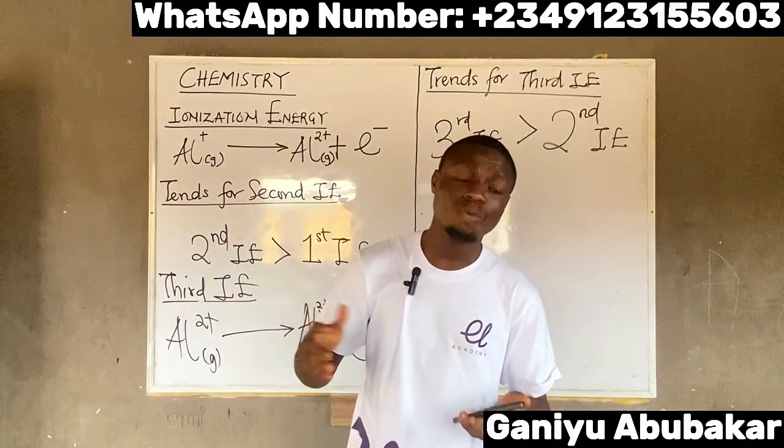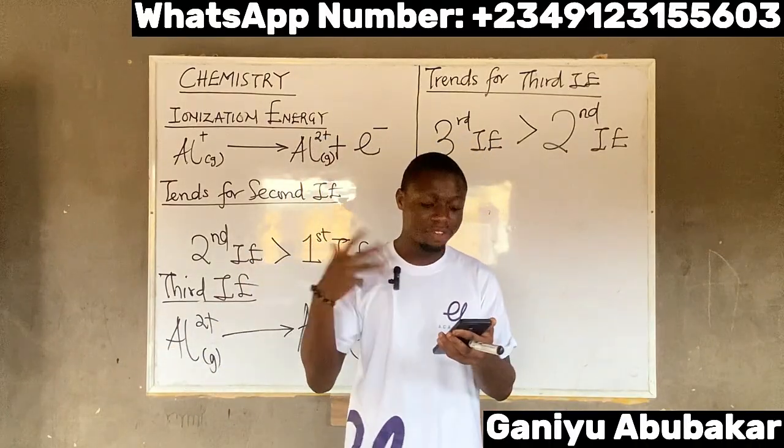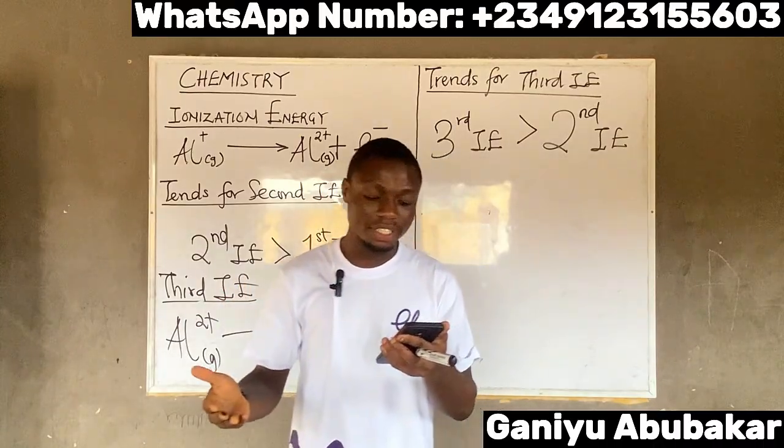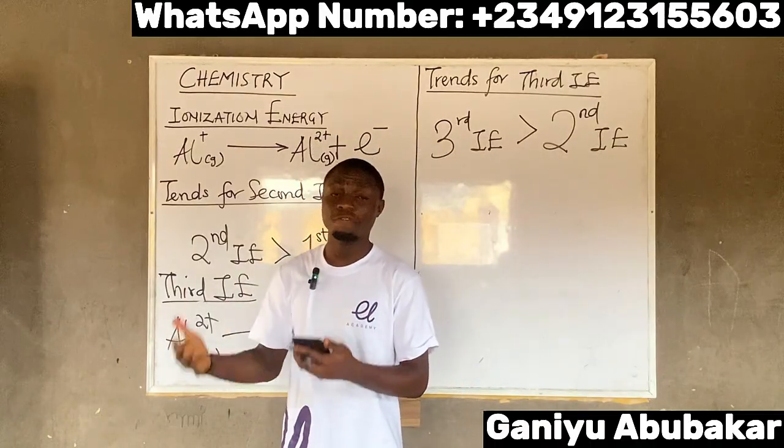So in the next video, we'll continue with the factors affecting IE. There are three: atomic size, nuclear charge, and also atomic configuration. So look at this in our next video.